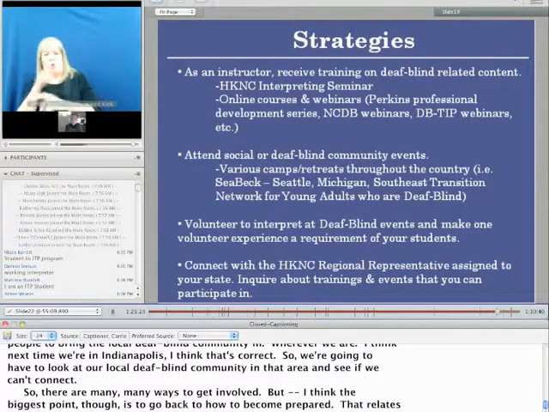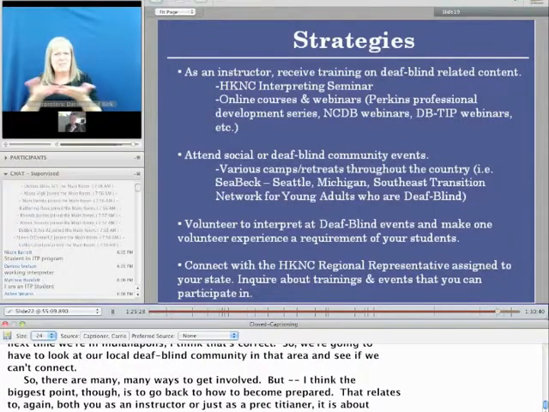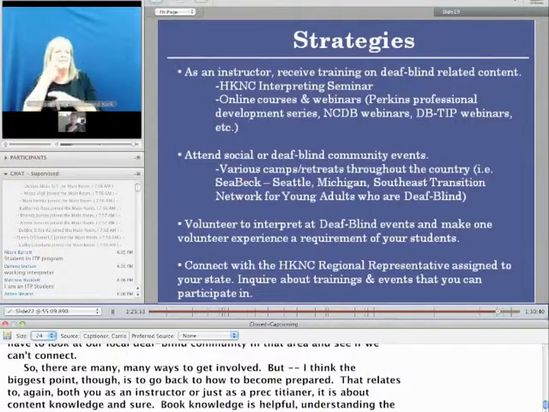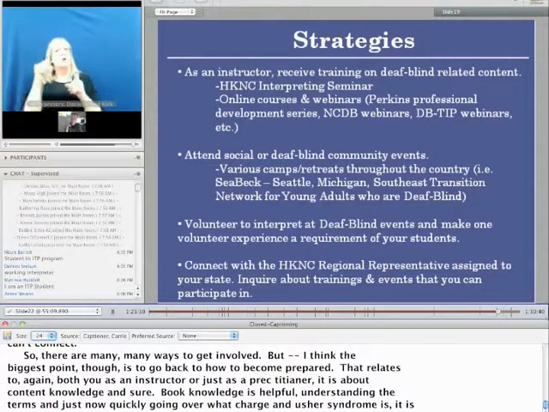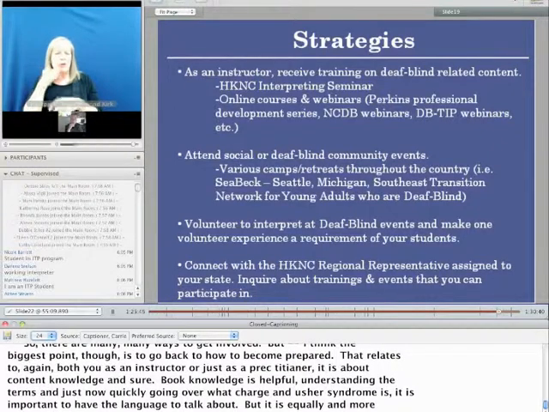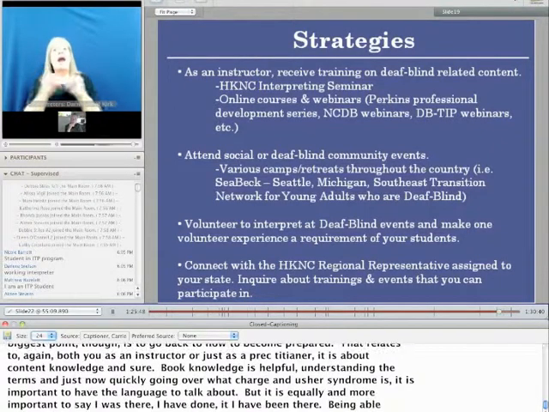It is about content knowledge, and sure, book knowledge is helpful, understanding some of these terms, and just now quickly going over what CHARGE syndrome is and Usher syndrome. It's important to have that language to talk about, but it's equally important, if not more important, to be able to say, I was there, I've done it, I've been there. And to be able to do that by going to these places, going to camps or retreats or weekend events.